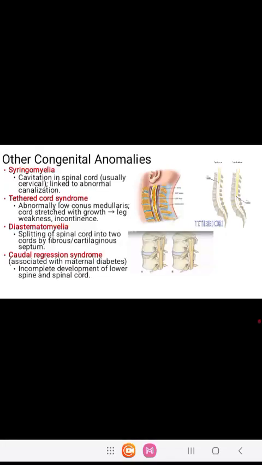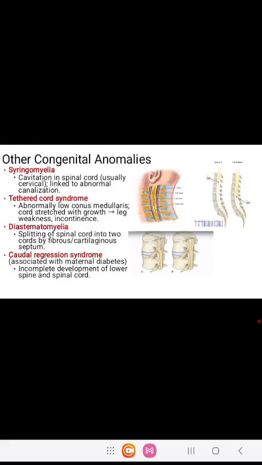Other congenital anomalies that we'll discuss is the syringomyelia, which is as a result of defect in the cavitation in the spinal cord. This usually occurs around the neck region, the cervical region, and then there will be a loss of sensation around the shoulder to the hand, forming like a cape pattern. So there will be loss of sensation of pain and temperature at that particular region, and it is as a result of abnormal canalization of the spinal cord at this region.